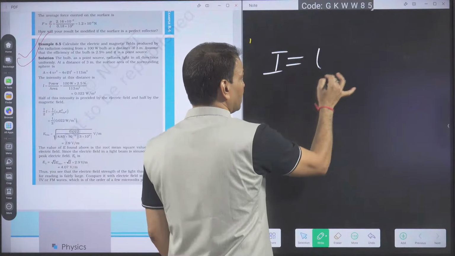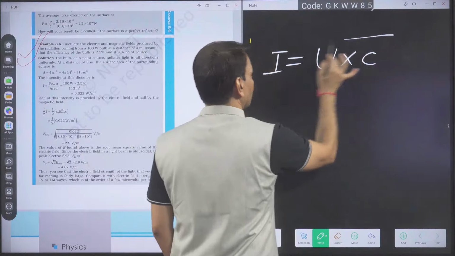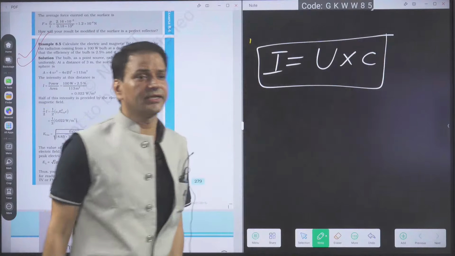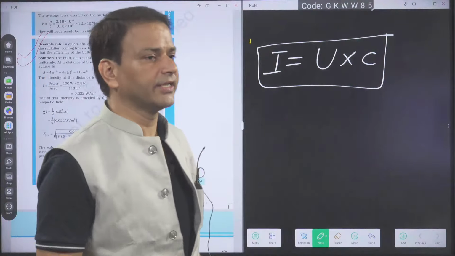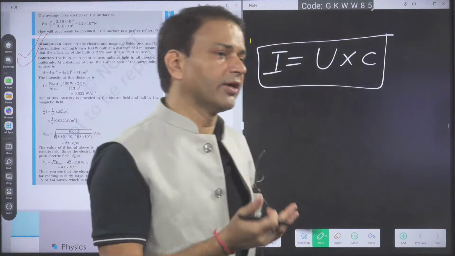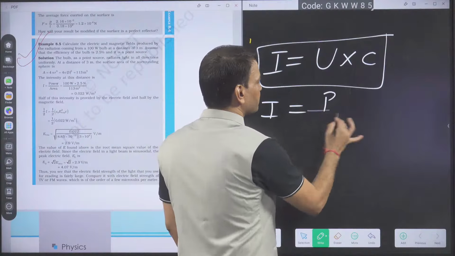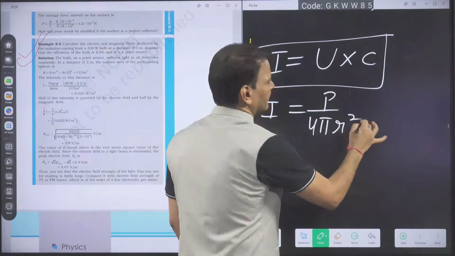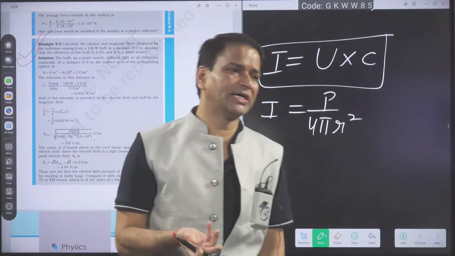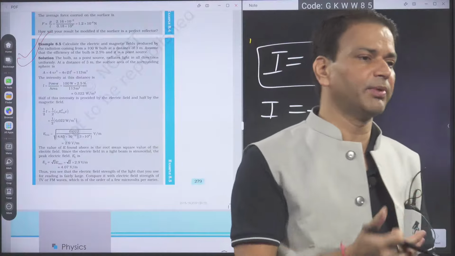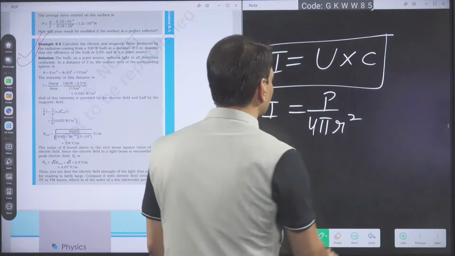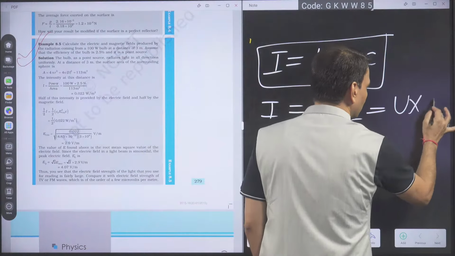I is equal to what? Energy density into C. This also you have to remember. Intensity due to EM wave is what? Energy density into C. Okay. In the wave, we have learned the intensity is equal to what? I is equal to P by 4 pi r square, because if they not mention, always we are considering the point source. For the point source, I is equal to P by 4 pi r square. This and this we will equate U into C.